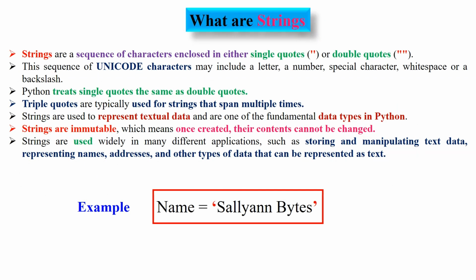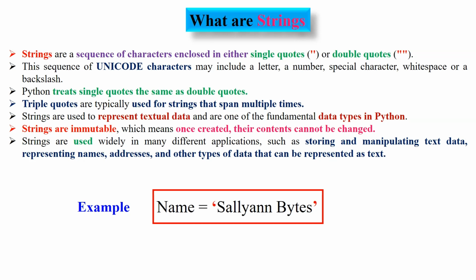Let's learn a new concept: strings in Python. In Python, strings are a sequence of characters enclosed in either single quotes or double quotes. This sequence of Unicode characters may include a letter, a number, a special character, white space, or a backslash. Python treats single quotes the same as double quotes. Triple quotes are typically used for strings that span multiple lines.